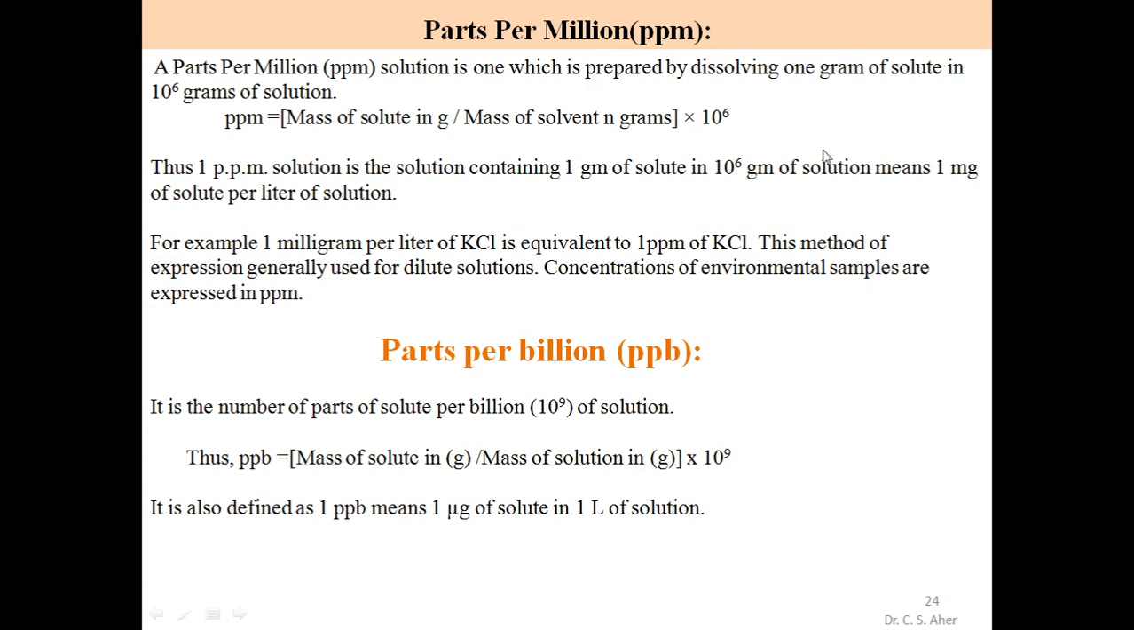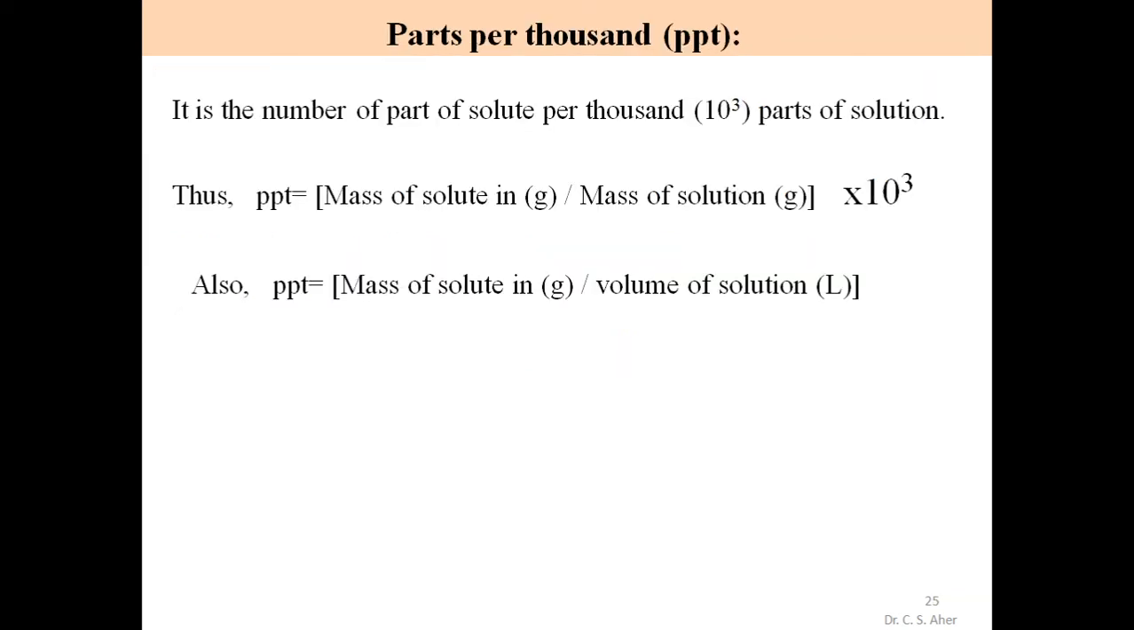In ppm, it is 1 milligram per liter. In this case, 1 ppb is 1 microgram per liter. That is the difference in these two concentrations.